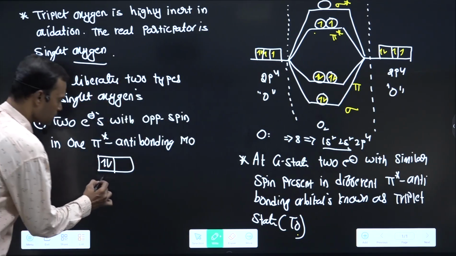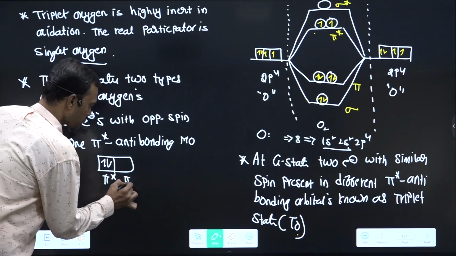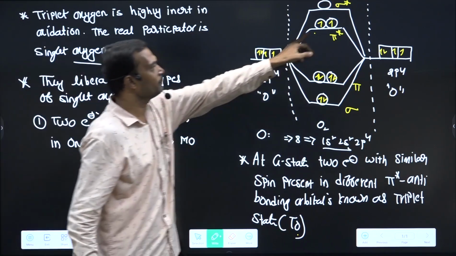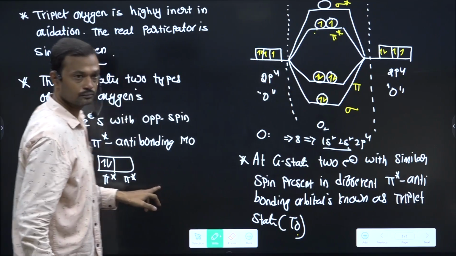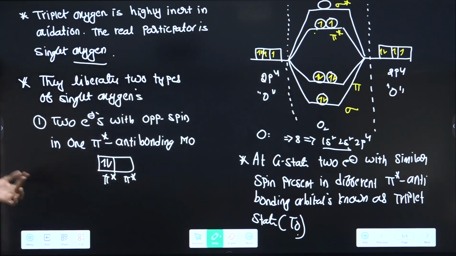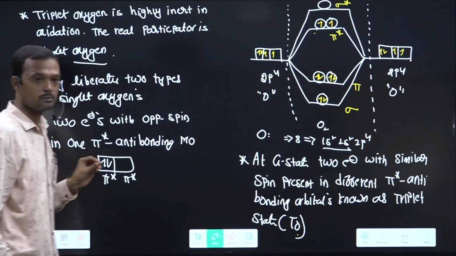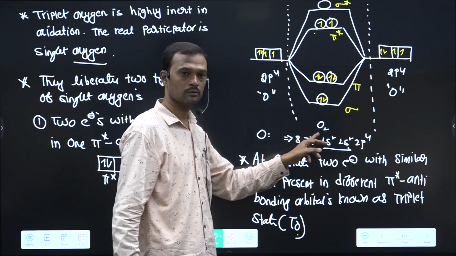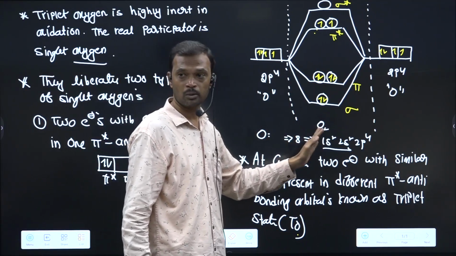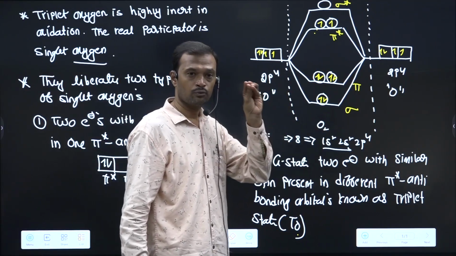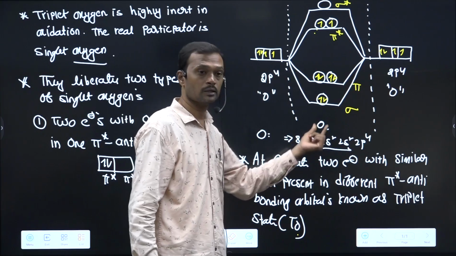Now what about this one? This is pi star and here also it is pi star, two pi star. Pi star, pi star. It is one singlet. It is a created singlet, not normal singlet. Normally singlets are not possible. So what is the multiplicity of normal oxygen? Triplet only. Remember, what is the stable multiplicity of oxygen? Triplet.